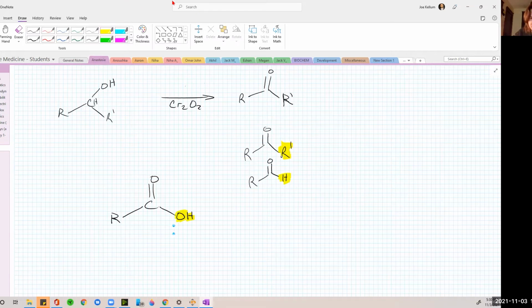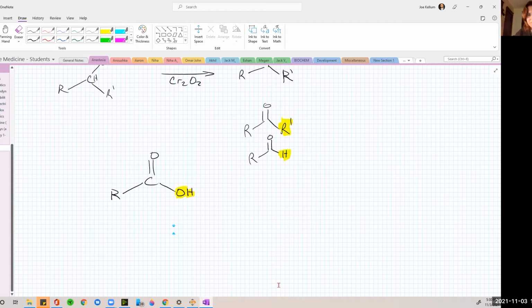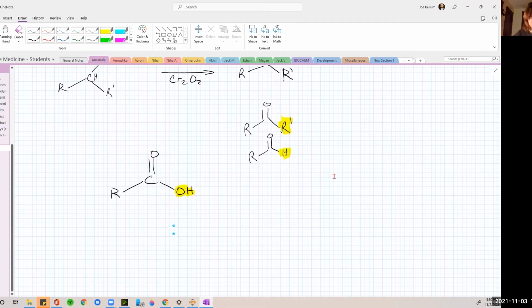Are the esters more oxidized? No, because they have the same. I would say they can have the same amount of oxidation. Yeah. Right. So I would say that they're the same.